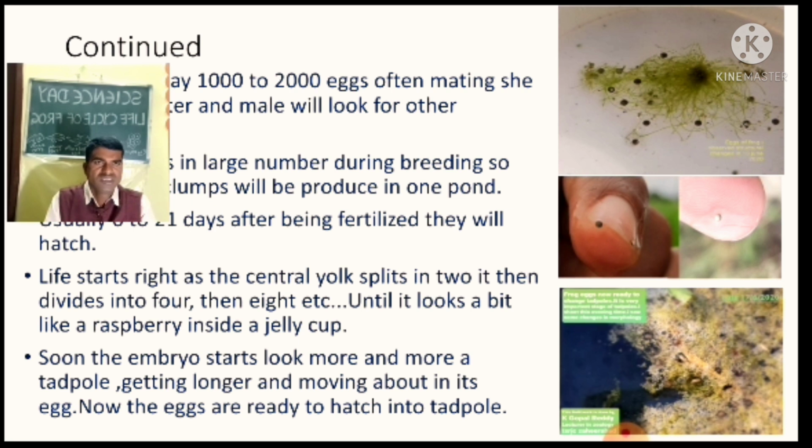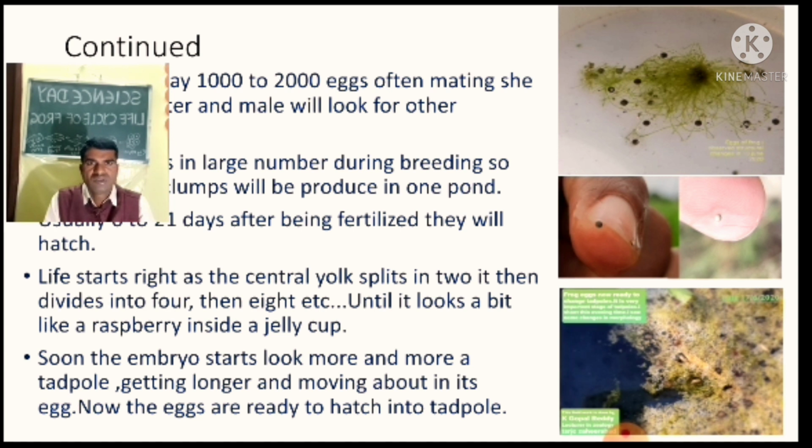We can observe here in this water the eggs of frogs. We can observe the dorsal view and ventral view also in the middle diagram. Life starts right as the central yolk splits, then divides into 4, then 8, until it looks a bit like a raspberry inside a jelly cup. Soon the embryo starts to look more and more like a tadpole, getting longer and moving about in its egg. Now the eggs are ready to hatch into tadpoles.